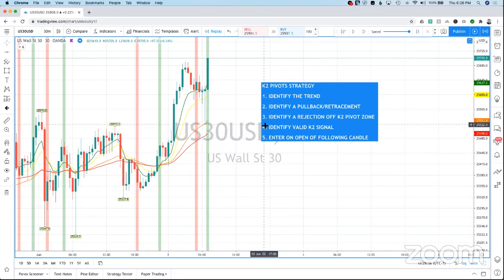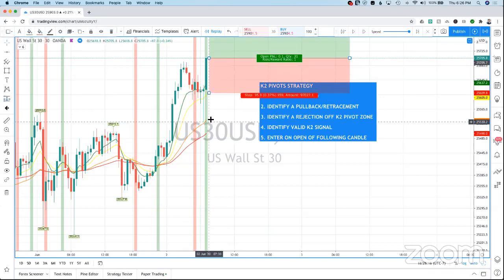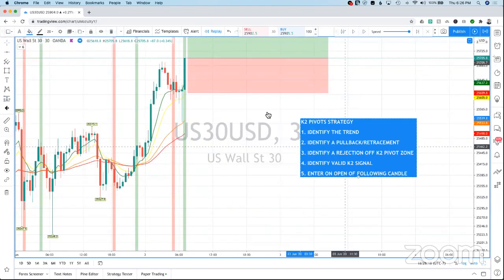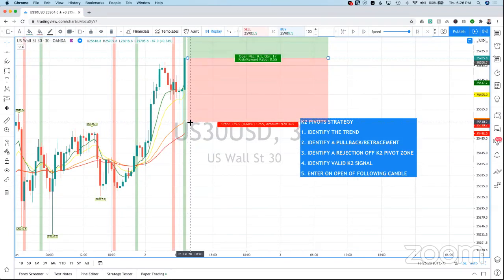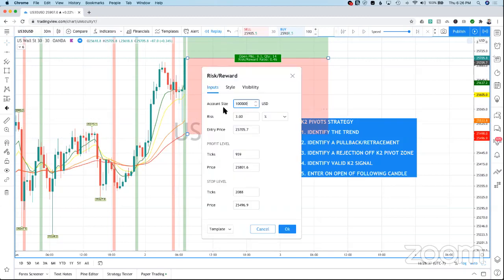And lastly, you want to identify a valid K2 signal. Right here, we have a valid buy signal because it's green and green. And then you can enter a long position right there. Like mentioned earlier, you can put the stop loss at the previous swing. It could be either right here, level 3 or level 4, depending on how big of a move you want on the lower time frames. I generally like to put it at the lowest level because you want some cushion for your trade to breathe, especially if you're trading US 30. So that'd be about 2,000 pips.